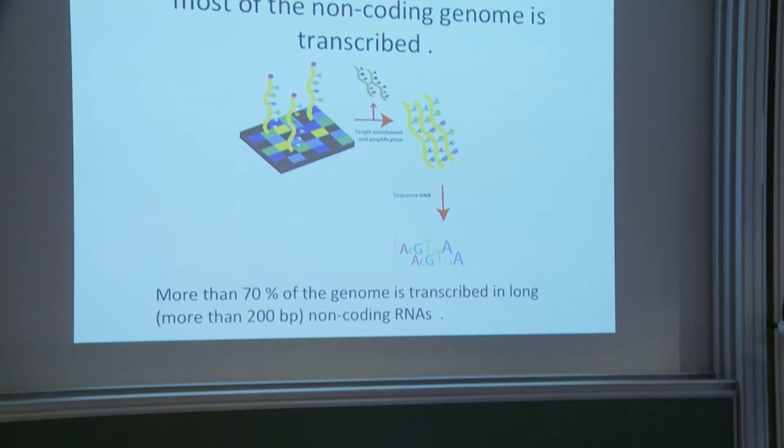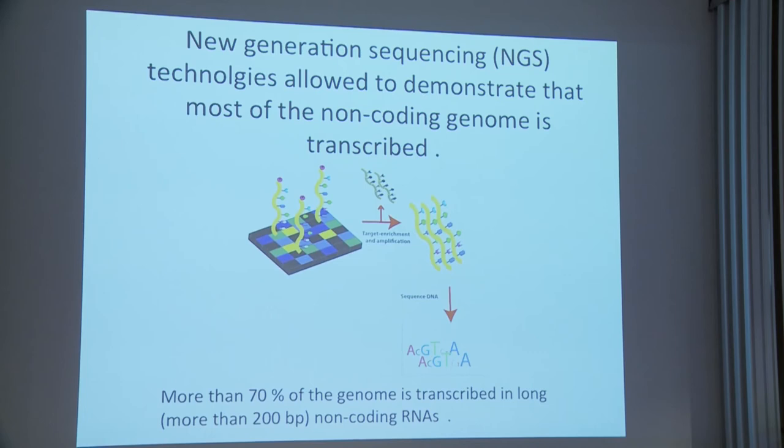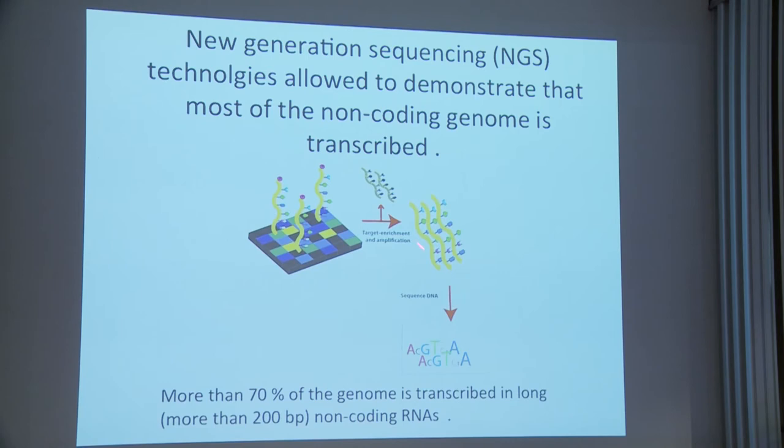Now we know that almost all the genome, even more than 70% now, is transcribed. We know that thanks to these new sequencing technologies which allow us to see molecules which are very little represented in a population, because in this technology we sequence the molecules one by one. So if we sequence enough molecules, even a molecule which is very little represented, you can see it.